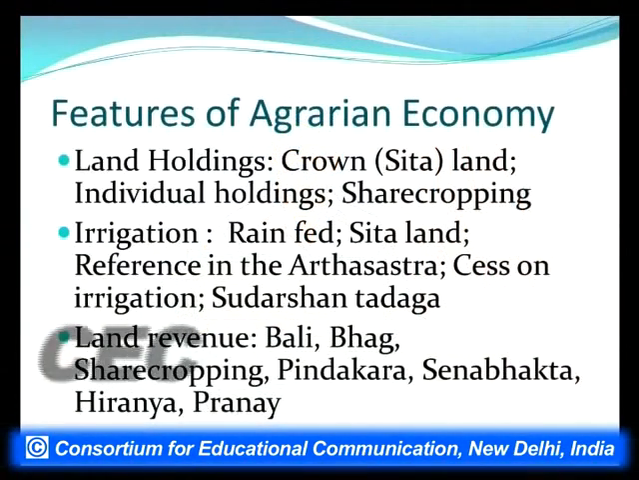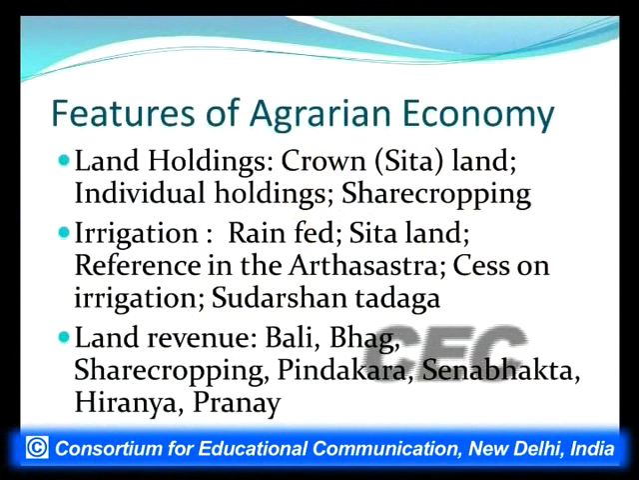It perhaps also seems that better technology was used by the state in Sita land only. Perhaps masses did not have access to better technology, and Sita land produced better quality of grains, and the productivity of Sita land was also very high as compared to the individual land.